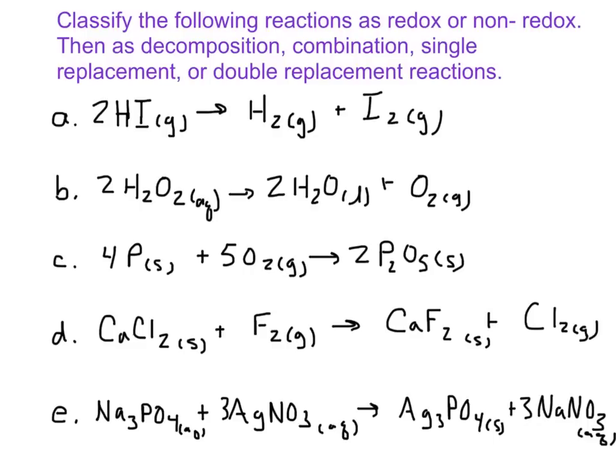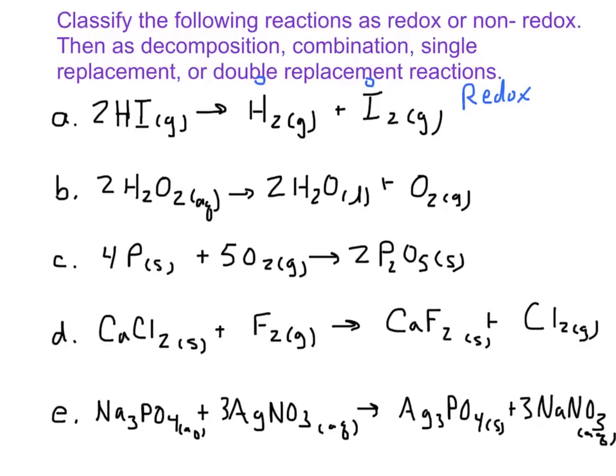Okay, let's look at this. Classify each of the following reactions as redox or non-redox, then as decomposition, combination, single replacement, or double replacement. You don't have to do a lot of work in order to see if it's a redox reaction. If I have any element that's by itself, it's going to be 0. And if it combines, it's going to be a redox. So this is a redox reaction because the charges will change side to side.